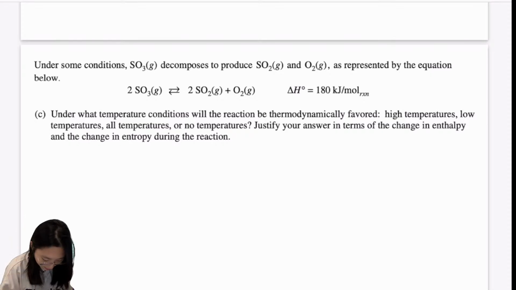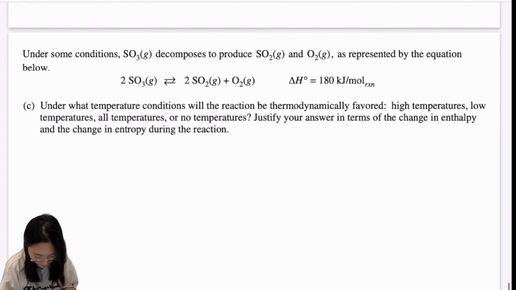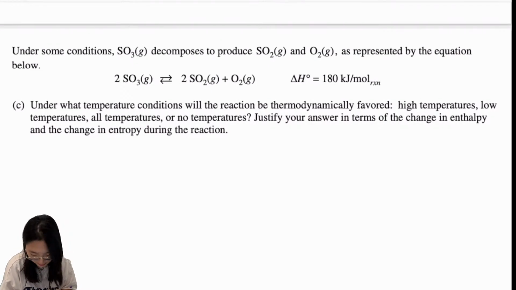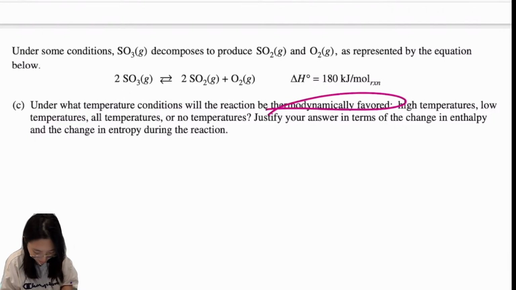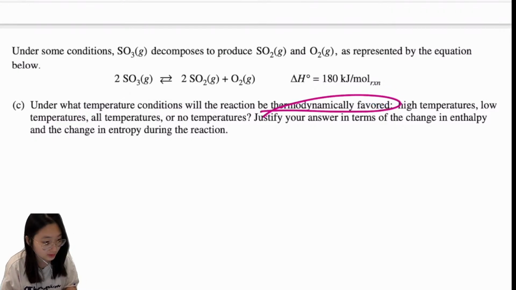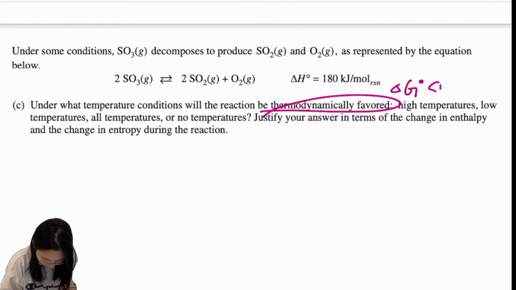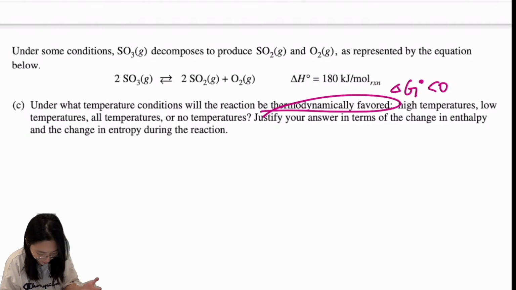Okay. Under what temperature condition will the reaction be thermodynamically favorable? Thermodynamically favorable is the same term as spontaneous, which means the reaction occurs naturally without energy input, and delta G is less than 0 for thermodynamic favorability. High temperature, low temperature, all temperatures, or no temperature? Justify your answer in terms of change.